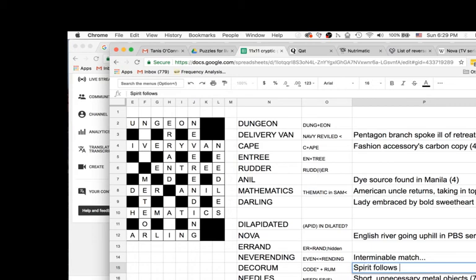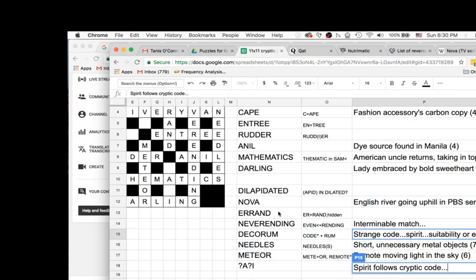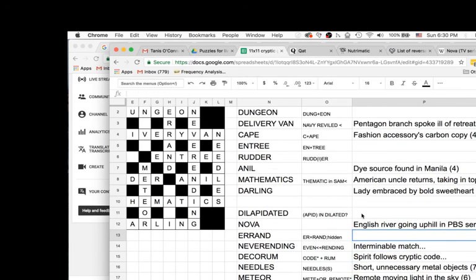Spirit follows. I really wish that I could use "of" in this direction. Spirit follows cryptic code. I mean, code of etiquette could be a synonym for decorum, but again, that's double dipping, using code as both the fodder for an anagram and part of the definition. Spirit follows cryptic code. Errand, meteor. All right, errand looks like it could be a hidden word. Oh, I still haven't done entree. Course.